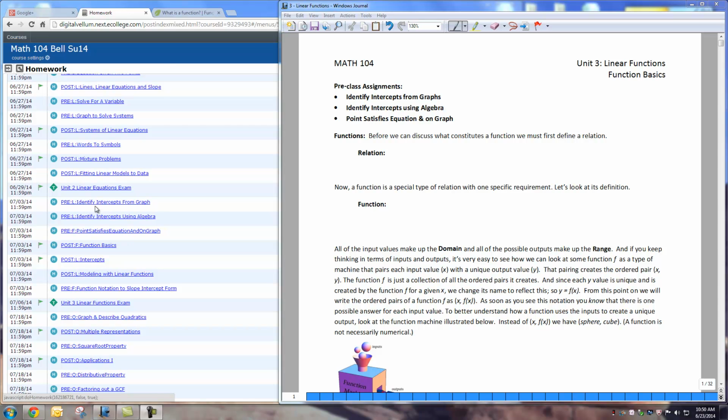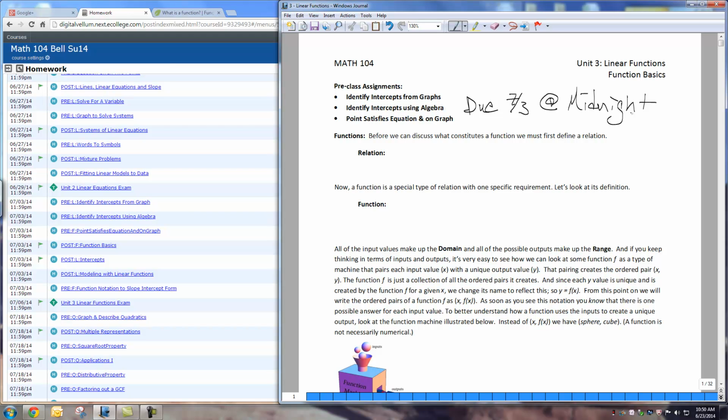This is the first part of the unit after Unit 2 is due. So this stuff is due 7/3 by midnight, and your Unit 3 exam is 7/6 by midnight. Notice that your Unit 2 linear equations exam is due this Sunday, and your homework for Unit 2 is due by this Friday. Okay, so these three assignments are due 7/3, which is a Thursday night at midnight.